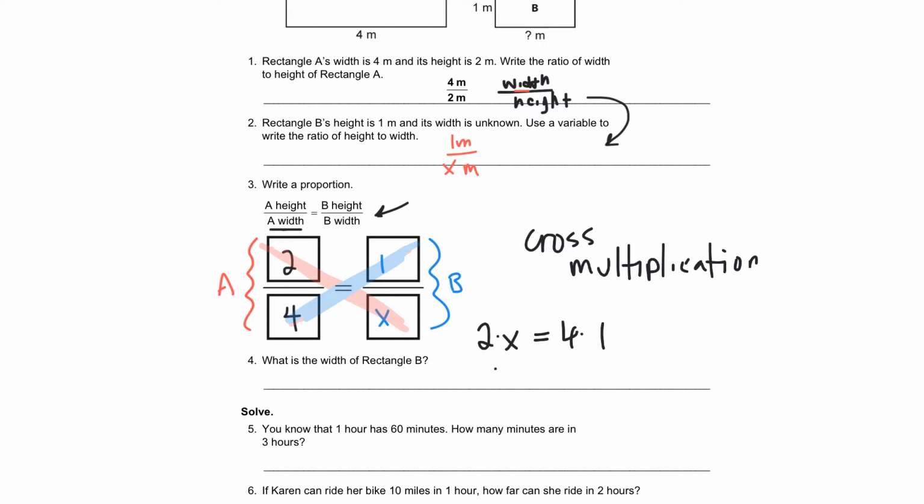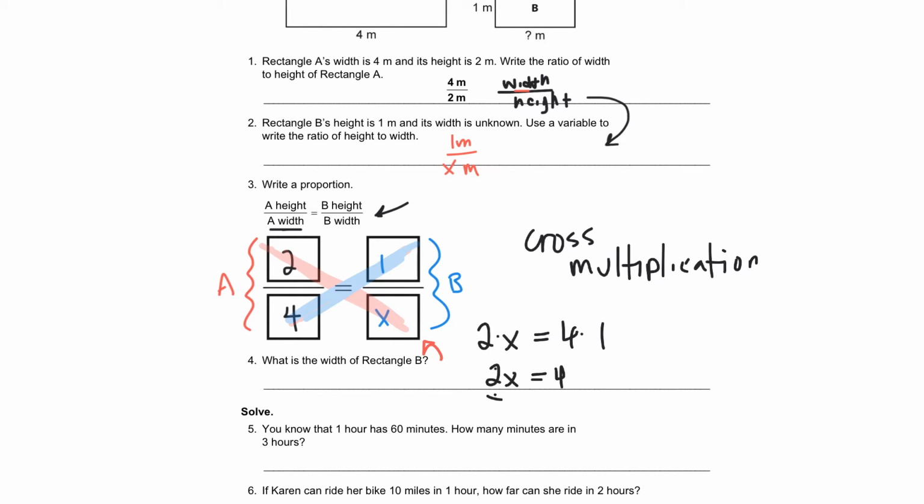The only problem that we have here is that x is in the denominator, and there's no way that we can solve that by dividing by 1 or multiplying by 1 because it's on that side. We have to do something different, and so that's the way that we set this up. So we have 2x equals 4 when we simplify that, when we do that multiplication.